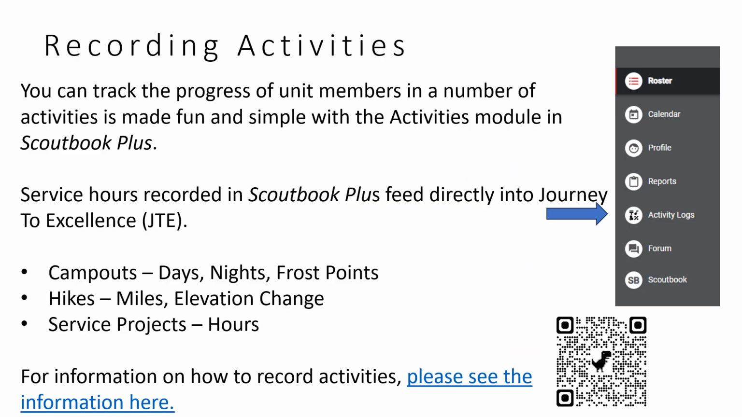You can track the progress of unit members in a number of different types of activities with Scoutbook Plus. You can track campouts, you can track hikes, and you can track different types of projects. Anything that is recorded in the activity module is also recorded for Journey to Excellence. There's a link here for more information on how to record activities in Scoutbook Plus.